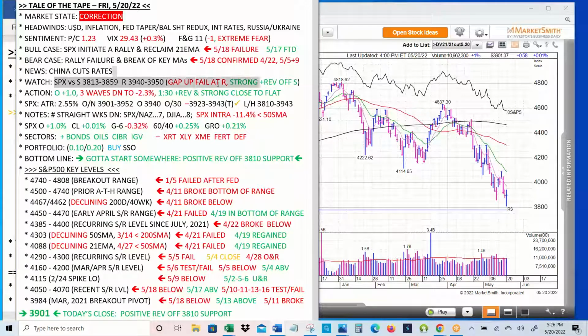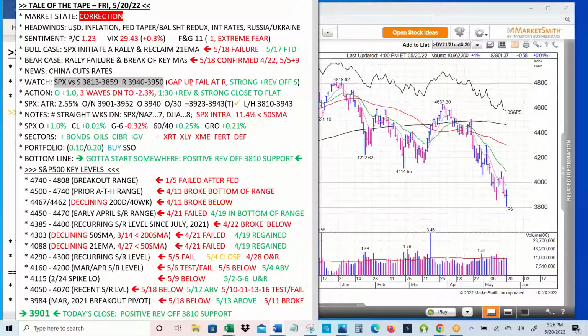What we were watching coming into today was overhead resistance, which broke badly yesterday at 39.40 when we closed yesterday at 39.01. And support in this level 38.13 to 38.59, and we're going to detail a little bit down below why we use that range. So the gap up failed immediately at resistance. We opened at 39.40, got as high as 39.43, and that was it.